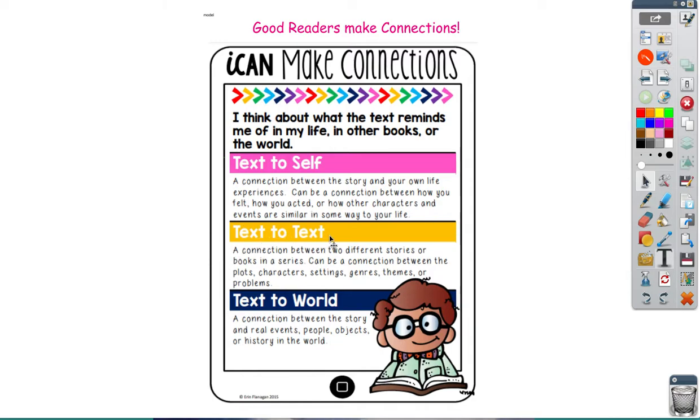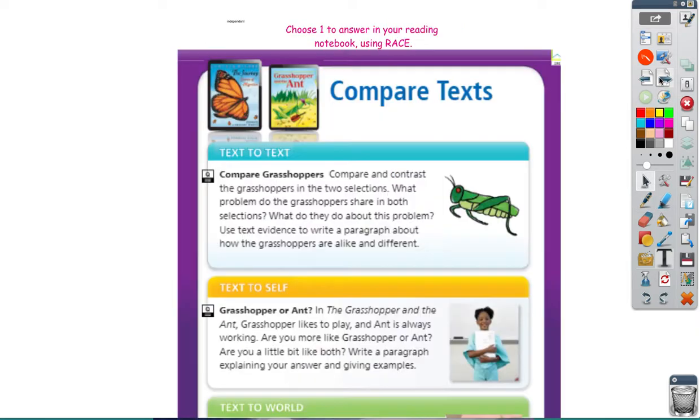So a text-to-text connection is a connection between two different stories or books in a series. It can be a connection between the plots, characters, settings, genres, themes, or problems. And today we're going to be taking a look at a connection between problems in both of these texts. So let's go ahead and move forward and read what our task is today.